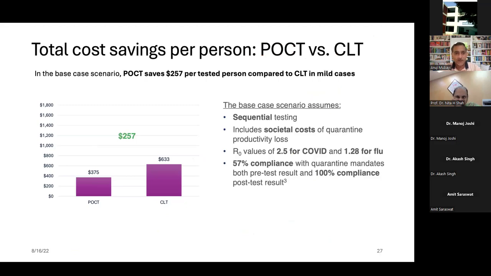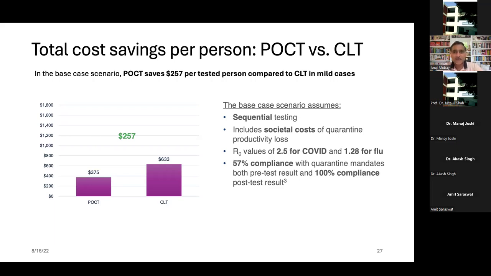So the conclusion was that the rapid molecular test was much cheaper to use than a PCR test. It was almost half the cost. Cost per patient tested: $375 versus $630 per patient tested. So there was a dramatic difference. The cheaper one, we will take it. The lower cost was better to use.